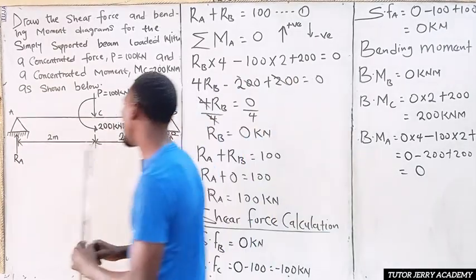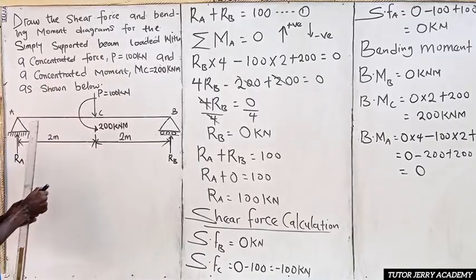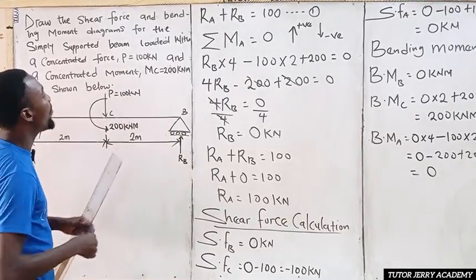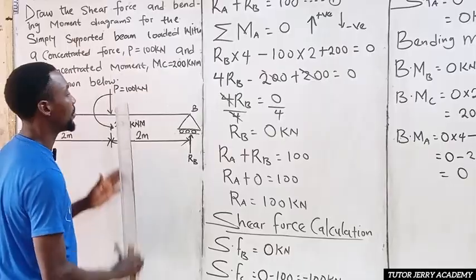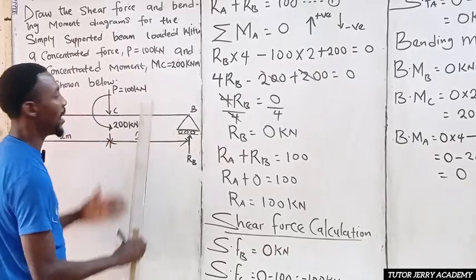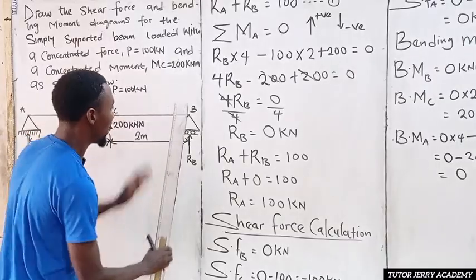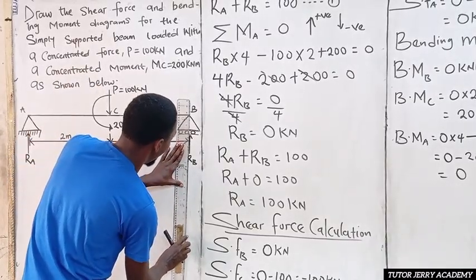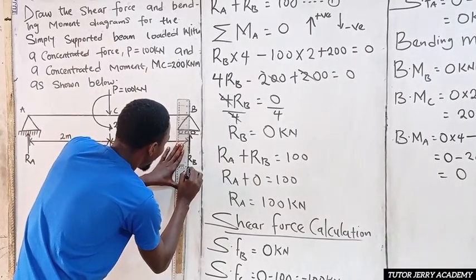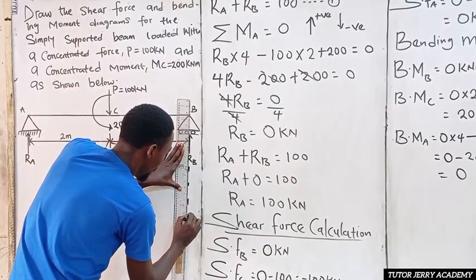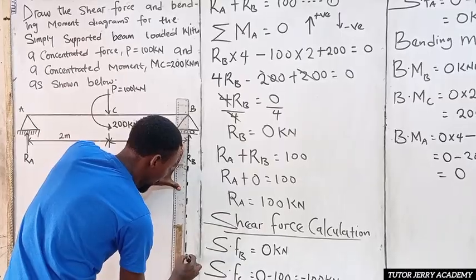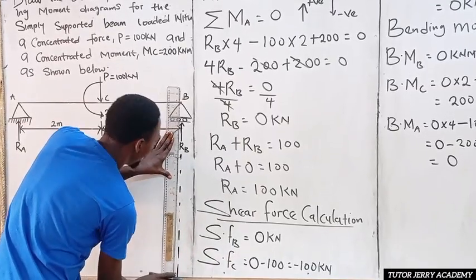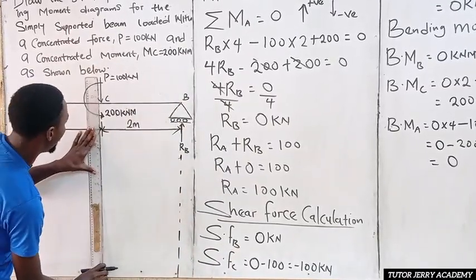But let's do this. So for us to do this, the first thing we are going to do is, at every point that we have a load, that is we have a force and the reaction, we are going to trace a line down. So from this point, I'm going to draw this point down. All right. So here too, we are going to have a line.